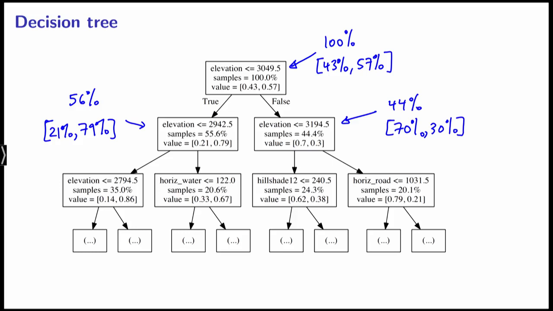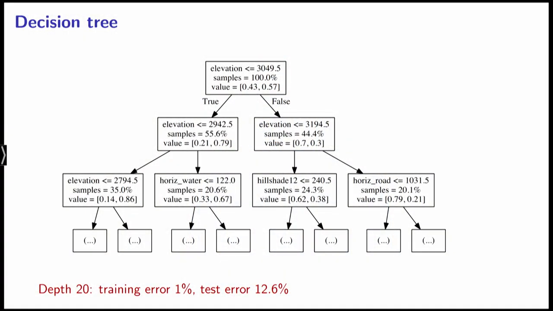Now, as usual, once we keep growing the tree, at some point it begins to overfit. And so what we did in this case was to stop growing the tree at a depth of 20. When we did that, we found that the training error was 1% and the test error was about 12.6%. And it's really not possible to do too much better than this. So this is the performance of one decision tree. How do we improve upon this? By using boosting to create a whole collection of decision trees.